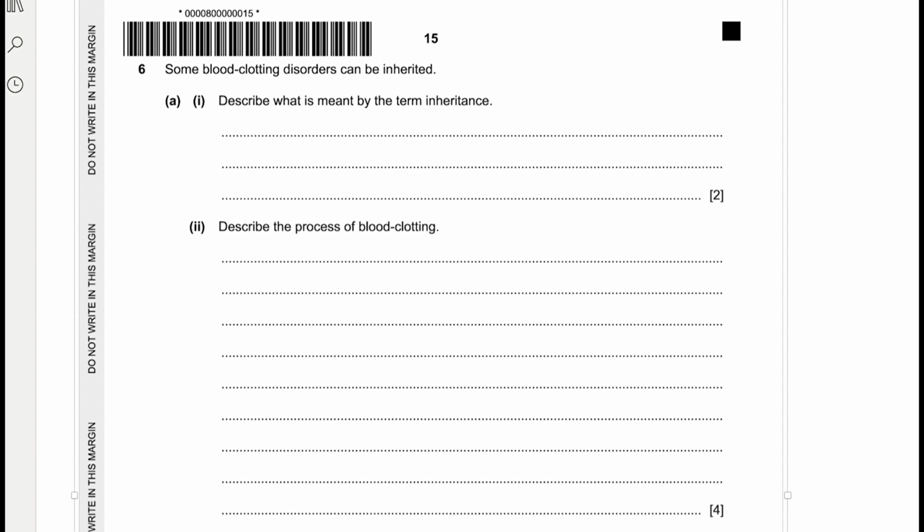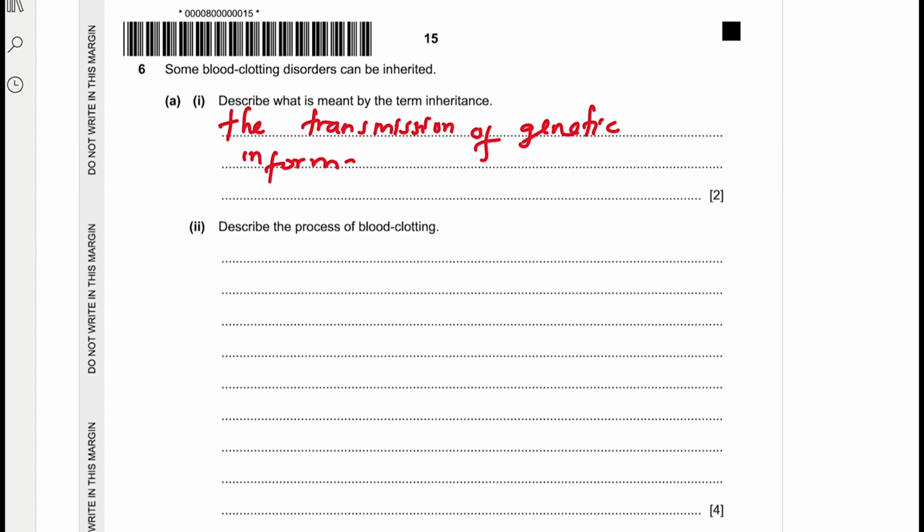So inheritance is the transmission of genetic information from one generation to another. We'll define it as the transmission of genetic information from one generation to another. And then describe the process of blood clotting.